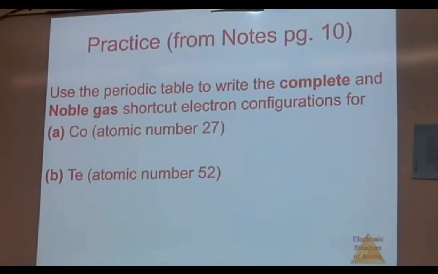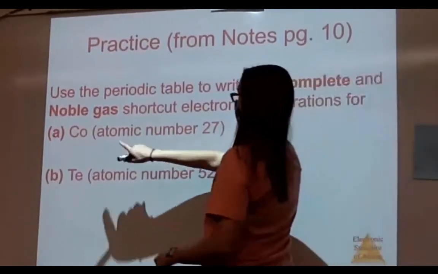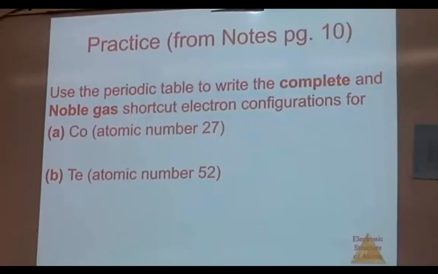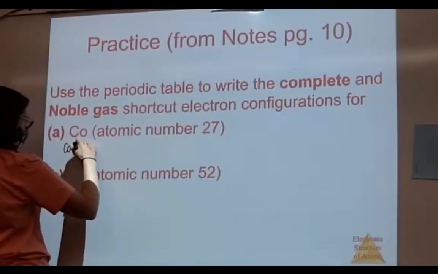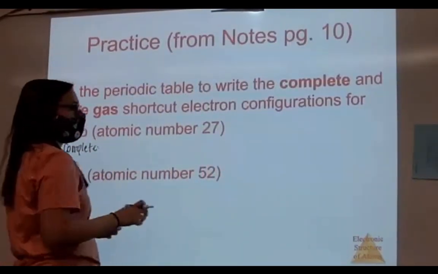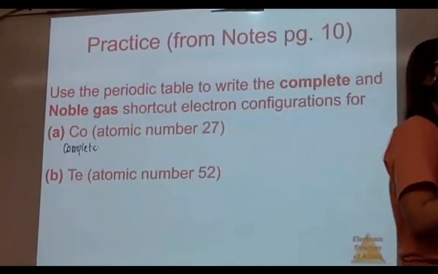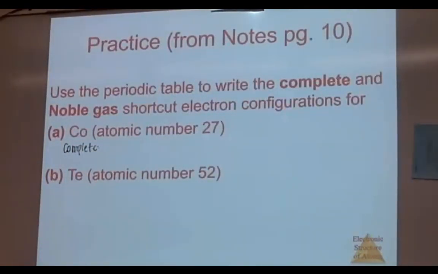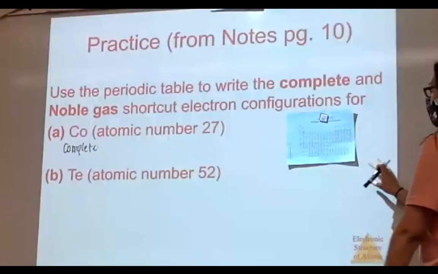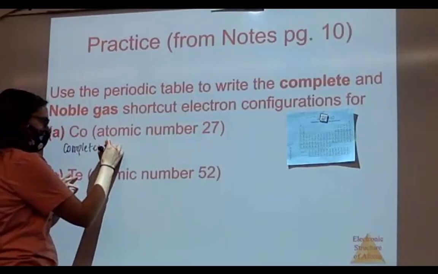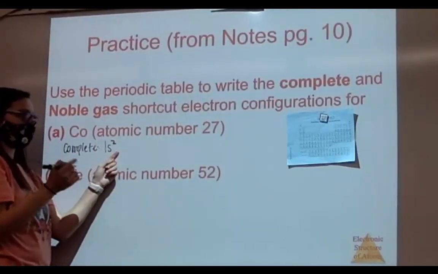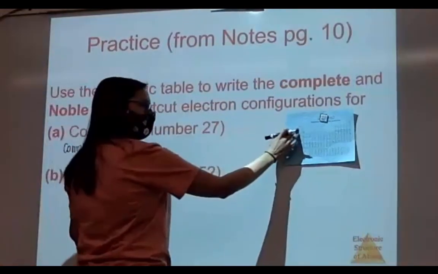Most people do the noble gas shorthand because it's shorter. So we're going to start with cobalt. We need complete and noble gas, so I'll start with the complete configuration. Complete means we start all the way at the beginning with 1s and work our way through. If we look at the periodic table, hydrogen and helium are the 1s, so we have 1s2. What comes after 1s2? 2s2.